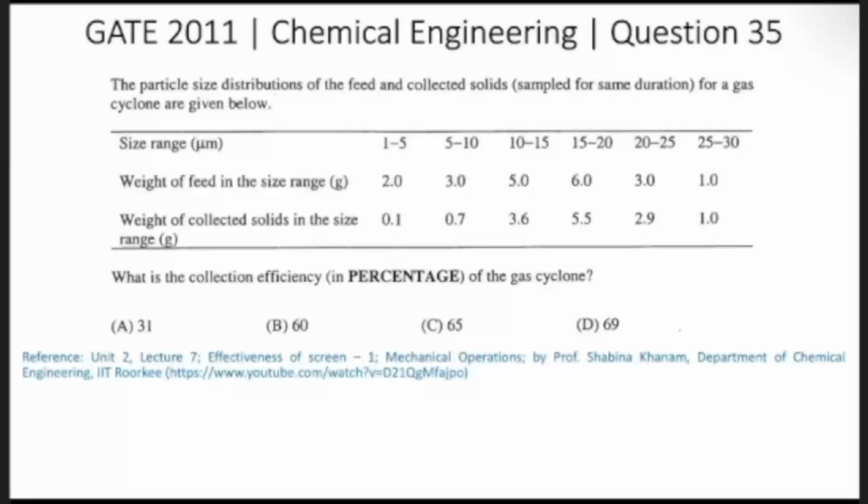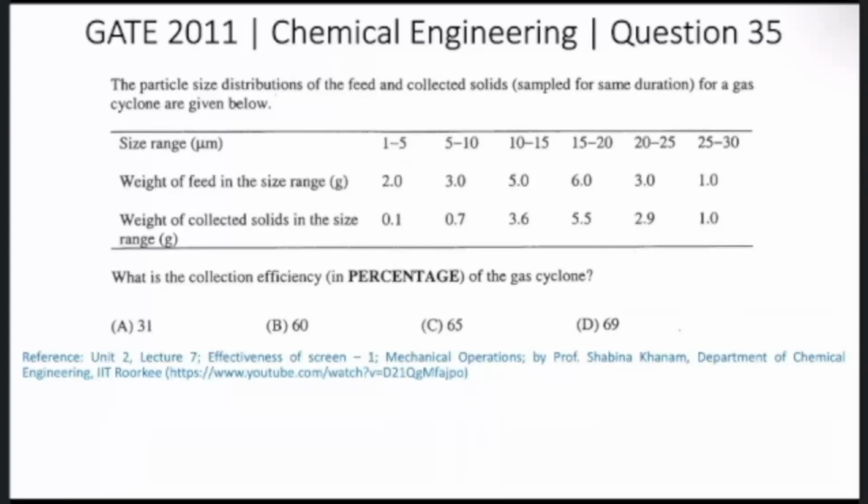So this is a question from GATE 2011 from Chemical Engineering, question number 35. The particle size distributions of the feed and the collected solids sampled for the same duration for a gas cyclone are given below. What is the collection efficiency in percentage of the gas cyclone? The four options given are option A 31, option B 60, option C 65 and option D 69.